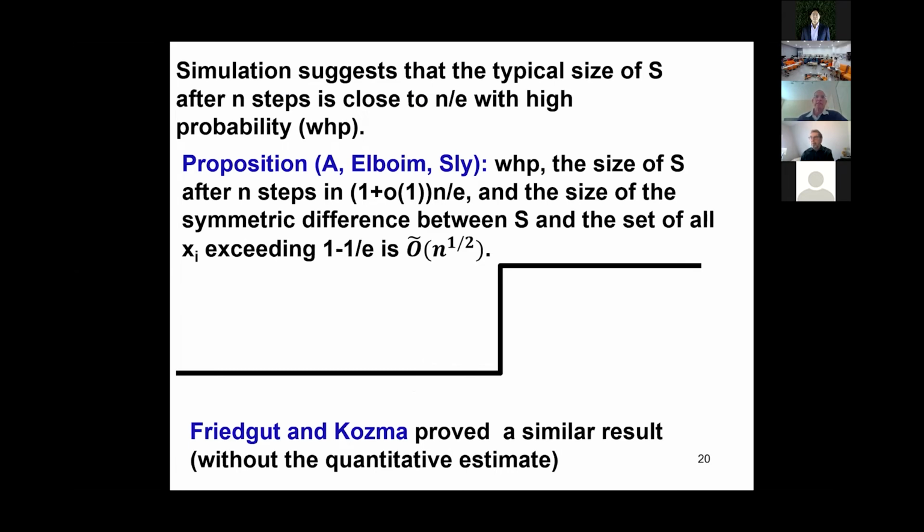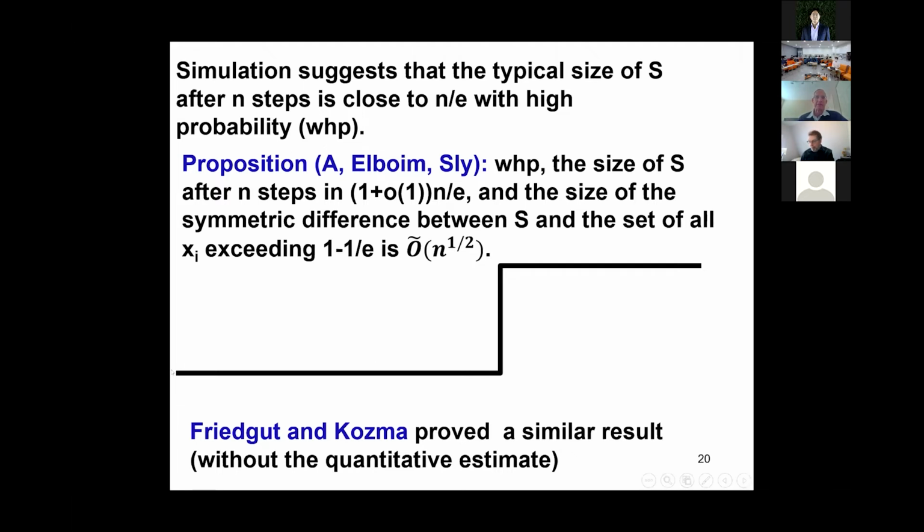And the simulation suggests that the typical size of S after n steps is close to n over e with high probability. And indeed, the first proposition that we proved, and I'll try to tell you something about it, is that with high probability, the size of S after n steps is, up to a low order additive error term, n over e. And moreover, essentially what happens is that at the end, after n random numbers between 0 and 1 enter, almost all the ones that are bigger than 1 minus 1 over e stay, and almost all the ones that are smaller than 1 minus 1 over e leave.